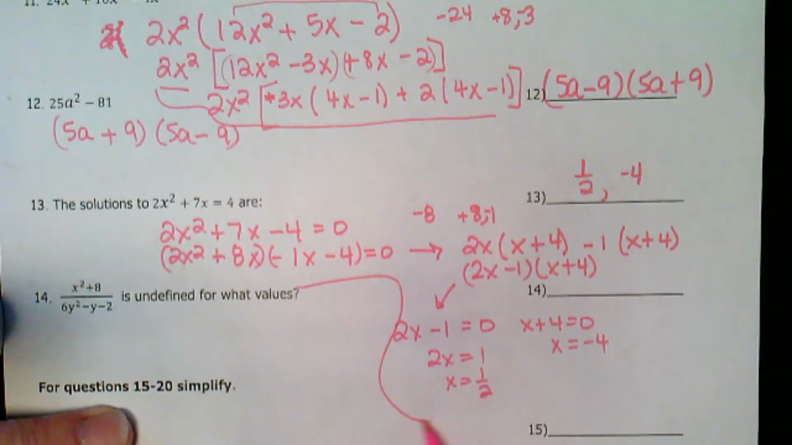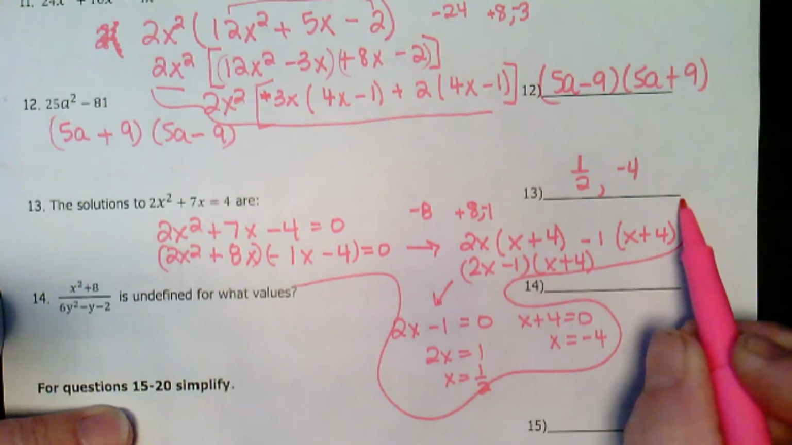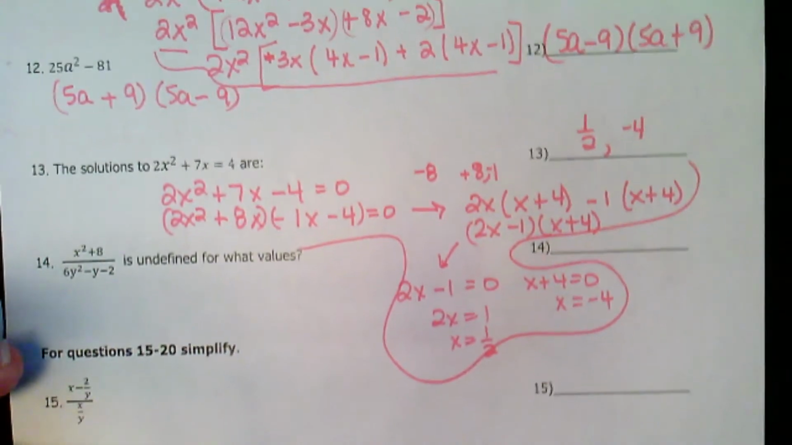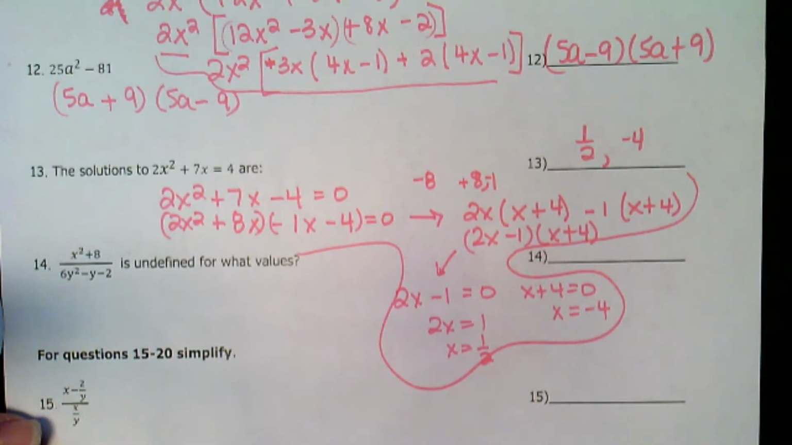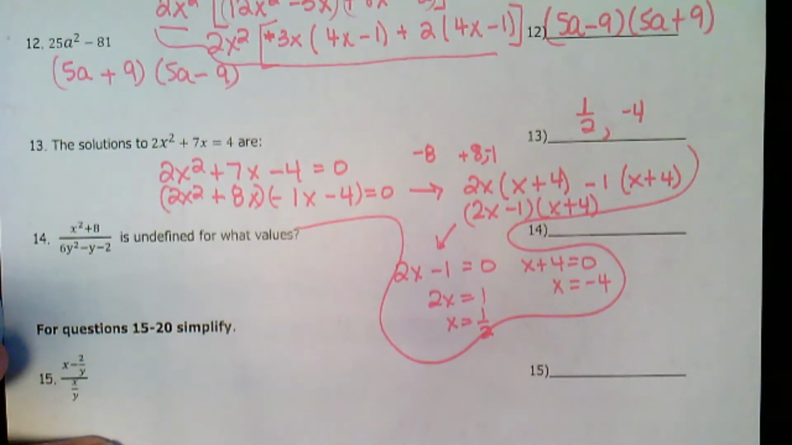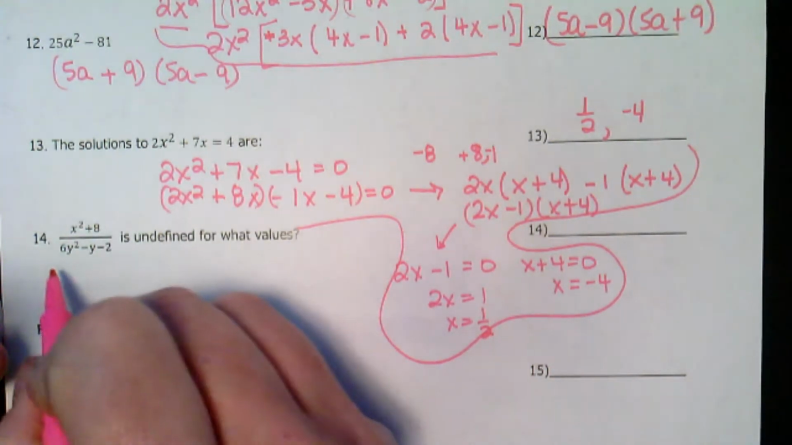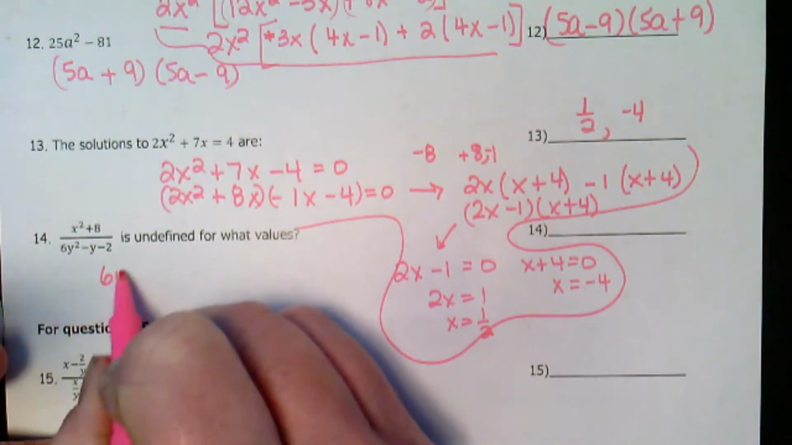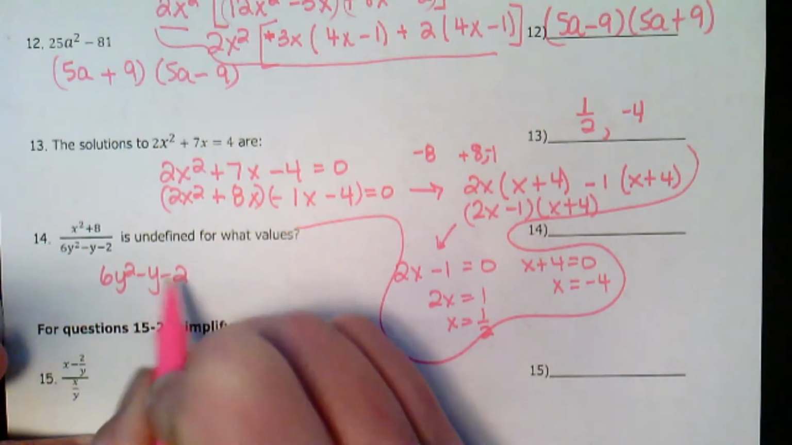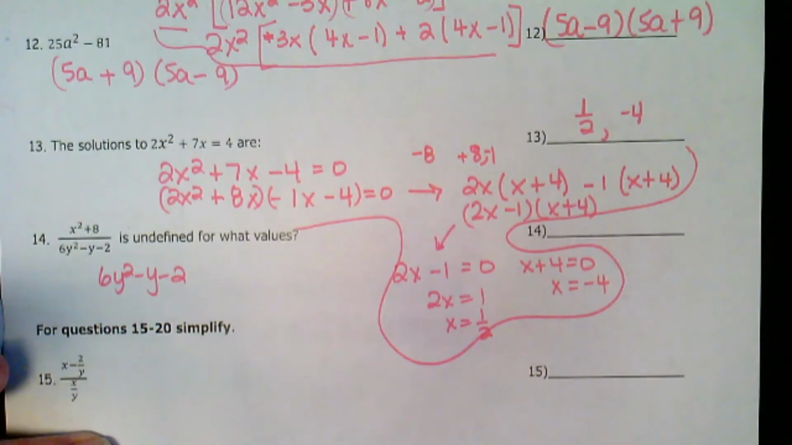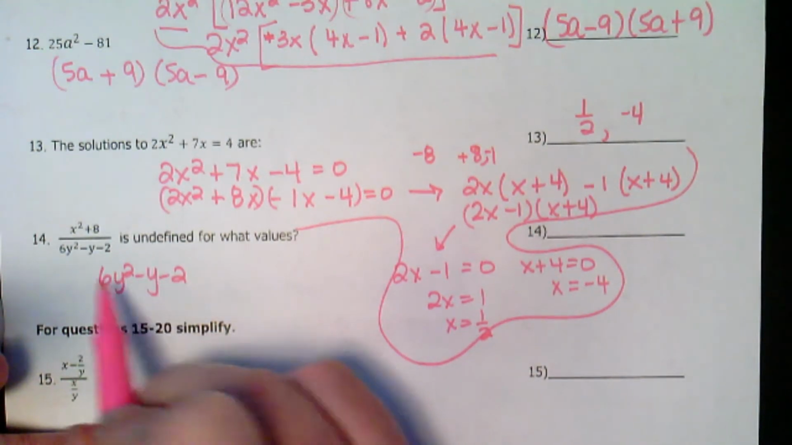Kind of running into our next problems. Sorry about that. Alright, number 14. That polynomial is undefined for what values? So that means that you're going to set your bottom to 0, because undefined means we have 0 in our denominator, which means it can't be done. So let's go ahead and factor this.